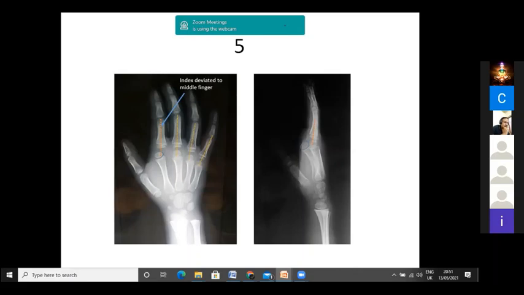Anybody? Varsha? If it is complex, it's because of the volar plate. So how do you identify? This is just an X-ray. You cannot see a volar plate in this.